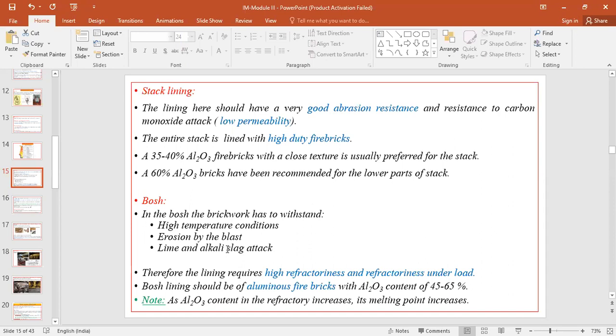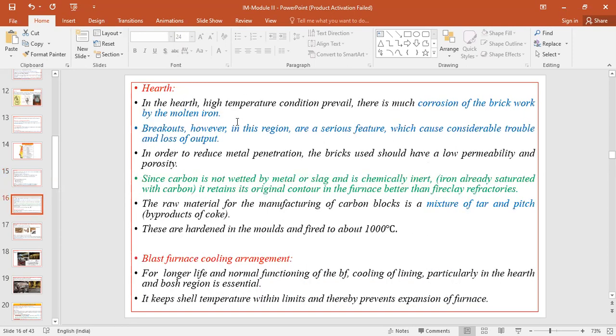and refractoriness under load. So the bosh lining should be of alumina fire bricks with Al2O3 of 45 to 65%. Okay. So as we all know, as Al2O3 content keeps on increasing, the refractoriness will increase. So at high temperatures, make sure that higher Al2O3 refractory bricks are used to sustain those high temperatures. And the hearth part of the blast furnace, if you see, is the region where you have high temperatures, and there is a possibility that corrosion of the refractory bricks may also take place because of continuous contact of hot metal as well as the slag.